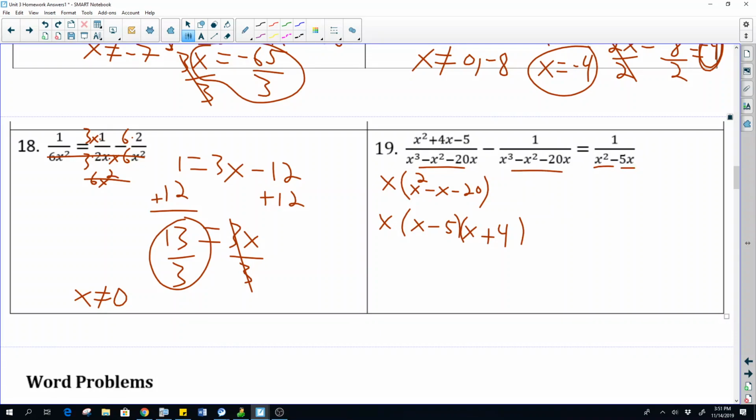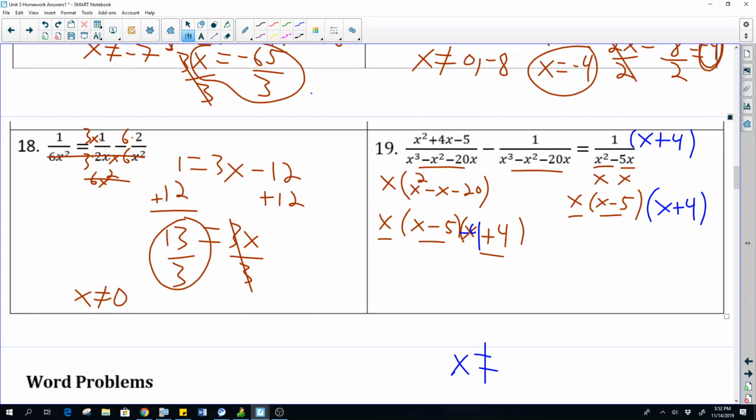But this side does have an x in common that we can pull out. And so now we see that we have an x, and we have an x minus 5. So it's the x plus 4 that we're missing. So we're going to multiply by that x plus 4, and then we have a common denominator. See, that wasn't too bad. Now, make sure that our exclusions don't equal our -4 and our +5 and our 0. So as long as our solution doesn't equal any of those, we'll be okay.